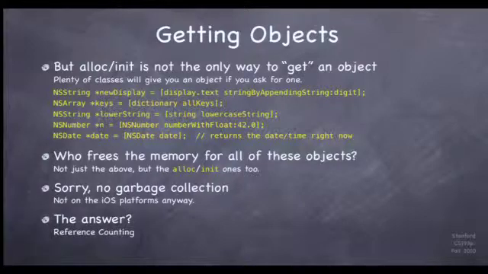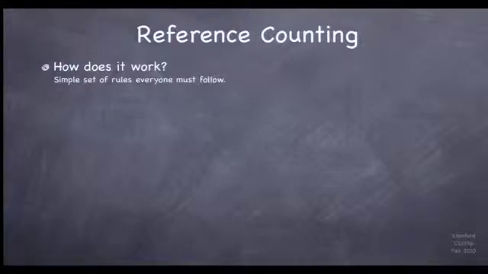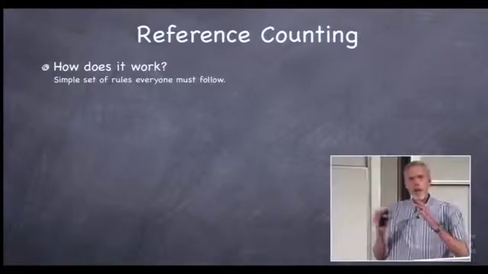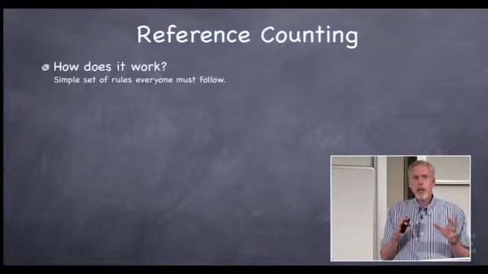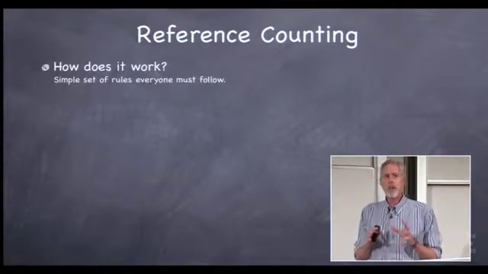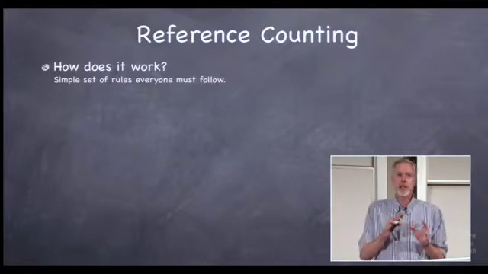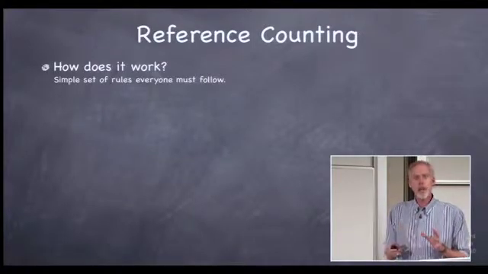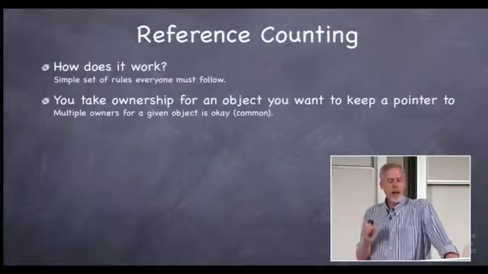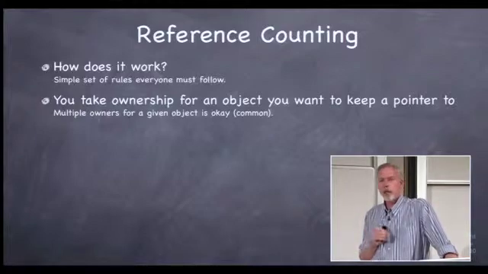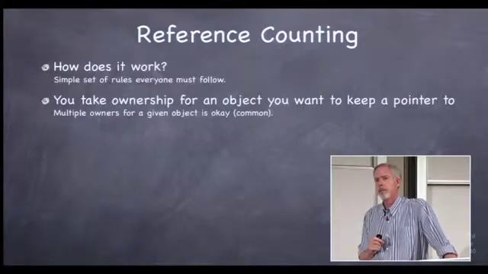So what is the answer? Reference counting, okay? We're going to reference count these objects, and that's how we're going to know when to free them. So how does that work, reference counting? It's basically a simple set of rules that everyone has to follow, and if everyone follows it, then everyone will be happy. But we all have to work together on this one, inside of our code. All our methods, all our objects have to agree and do this the same way for this to work. The main rule is that you have to take ownership for an object if you want to keep a pointer to it. All right?